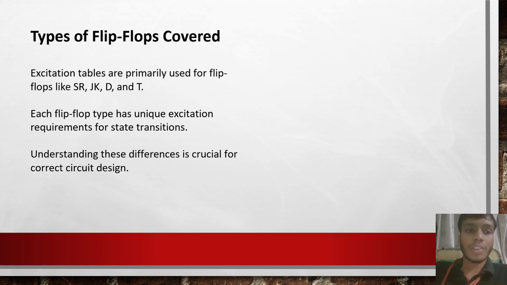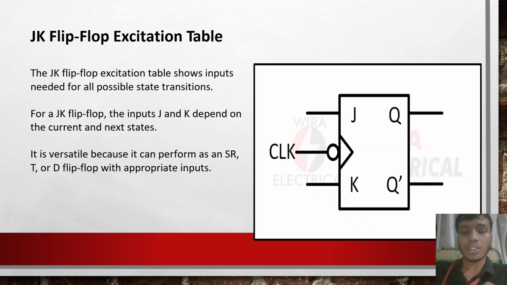Types of flip-flops covered. Excitation tables are primarily used for flip-flops like SR, JK, D, and T. Each flip-flop type has unique excitation requirements for state transitions. Understanding this difference is crucial for correct circuit design.